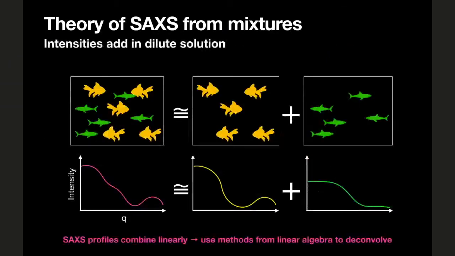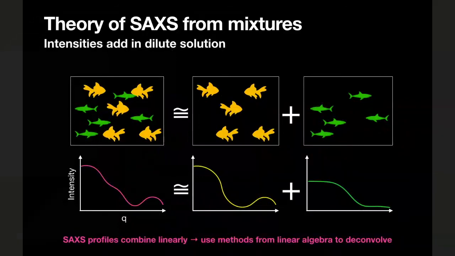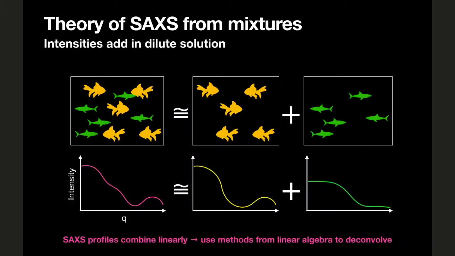The reason that we can use SVD is that in very dilute solutions, the theory of SAXS tells us that intensities just add. I'm borrowing this cartoon from Kuchal, or this metaphor of fish and sharks swimming together. If the fish and the sharks don't interact, then the scattering from fish and sharks just adds together. And so you end up with this purple curve on the left, which is just the sum of the yellow and the green curves from the respective components.